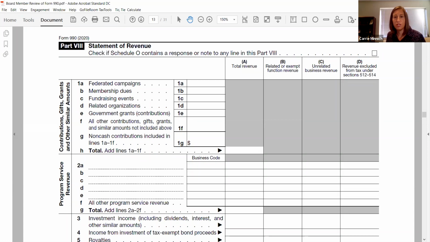So just make sure that it looks reasonable. Your revenue on your 990 may not agree entirely to what is on your financial statements because in-kind donated services and use of facilities are not recorded in this revenue section here, as well as unrealized gains and losses. So there may be a reconciling item between those two.